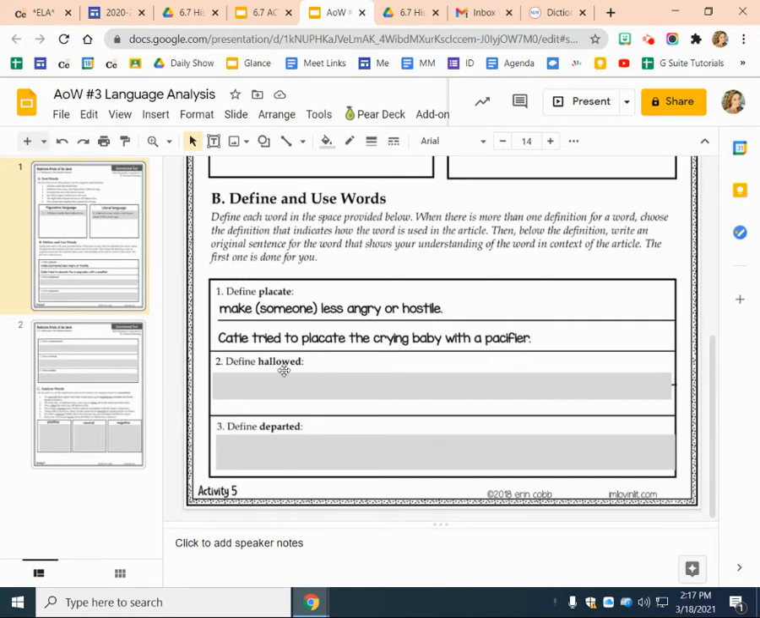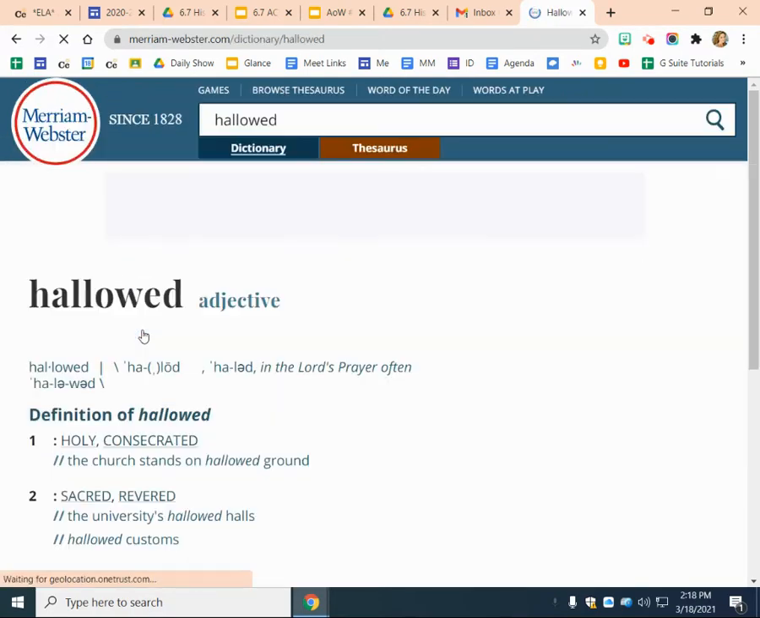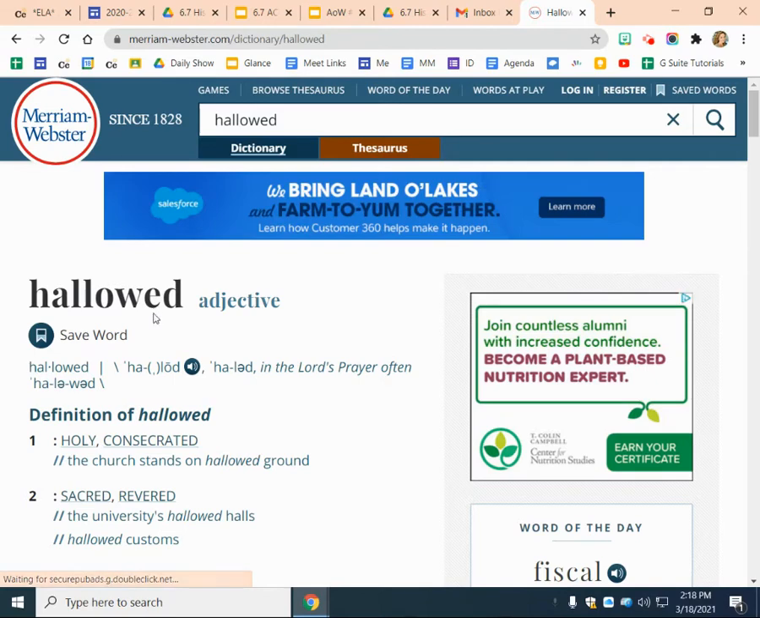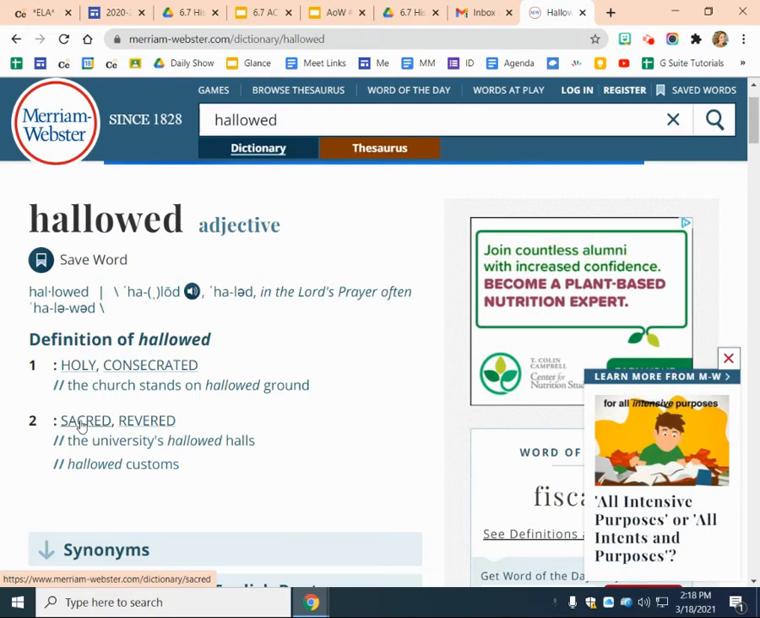The next one is hallowed. So we're going to go to our dictionary. We need to define it. We're going to type in hallowed. And it's an adjective also. It describes something. And if you look down, the definition means holy or sacred. Okay? Holy or sacred. And they give you some little example sentences too.